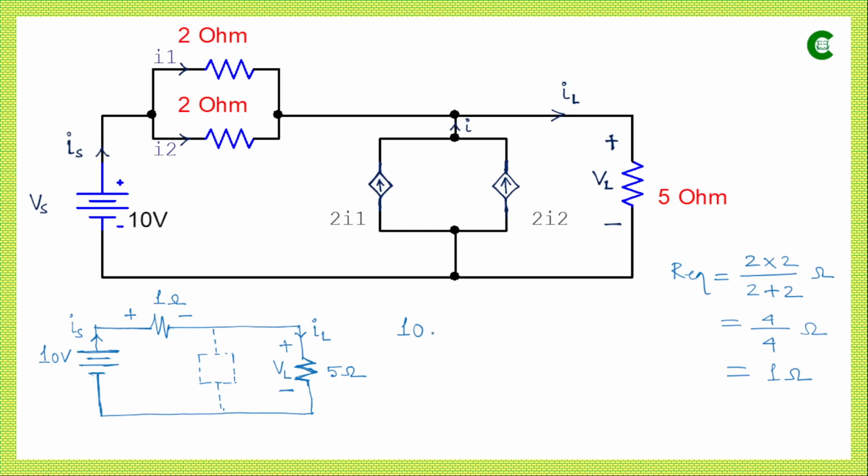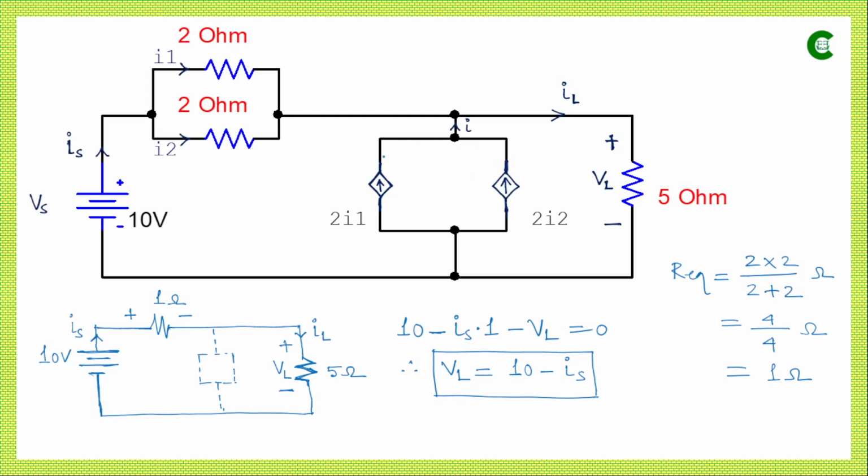So here it will be minus IS, that is the current IS, multiplied by the equivalent resistance, which is 1, and then minus, again we are moving from positive to negative terminal, so it will be minus VL, the voltage drop across that load resistor, and that will be equal to 0. So we can finally represent VL in terms of IS as 10 minus IS. So if we can find the value of IS, the current supplied by this source voltage, then we can find the value of VL and we can easily find the ratio of VL and VS.